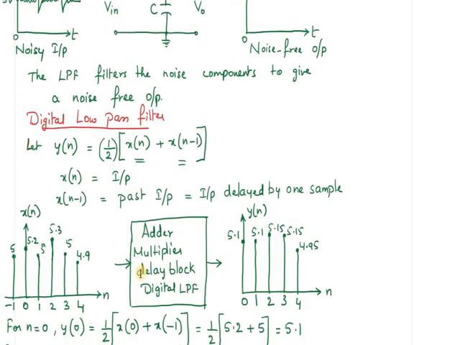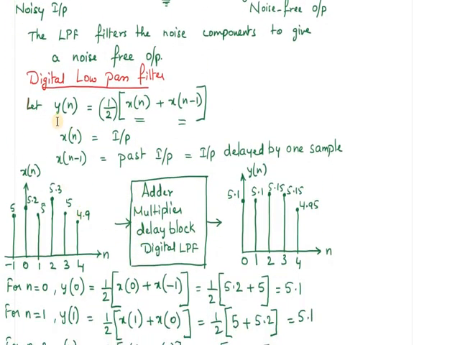So if you see the digital low pass filter, here is an example of y of n. These digital filters are represented by using difference equations, whereas analog filters are represented by using differential equations. So this is an example of a difference equation: y of n is equal to 1 by 2 times x of n plus x of n minus 1. Here x of n is the input and x of n minus 1 is the past input, that is the input delayed by one sample. So in this example, x of n plus x of n minus 1, whole multiplied by 1 by 2.